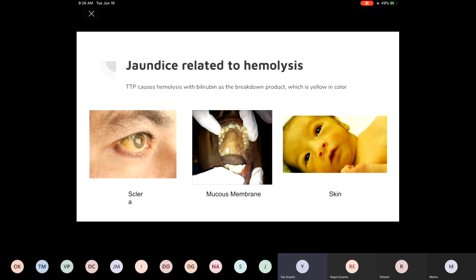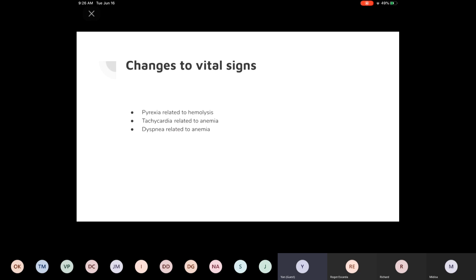TTP will also cause changes to vital signs. We'll be looking at pyrexia or fever due to the hemolysis. And because of anemia, we will also see tachycardia and dyspnea.